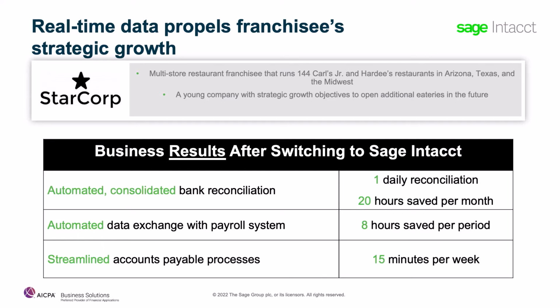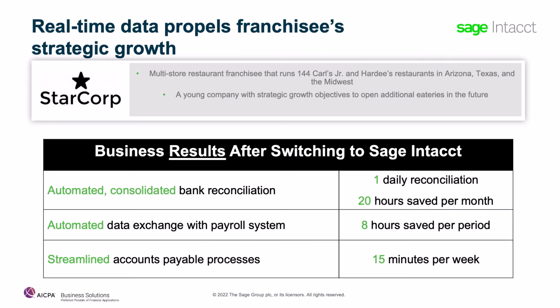Enter Sage Intacct. Now, rather than a manual bank reconciliation monthly, StarCorp does single daily reconciliations that cover all the locations, which saves the company 20 hours per month. In addition, the accounting team saves 8 hours per pay period on payroll, as data is automatically exported from payroll into Sage Intacct with no manual work needed. Time spent managing vendor bills has been cut from 4 hours a week to 15 minutes, and StarCorp is saving another 90 minutes a month with recurring bills.